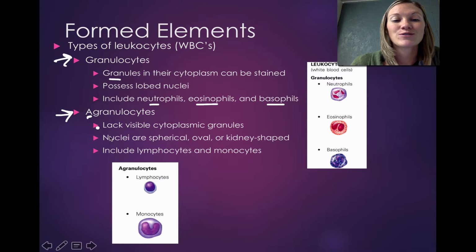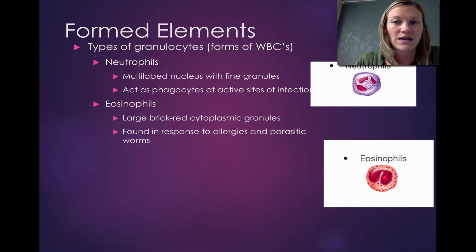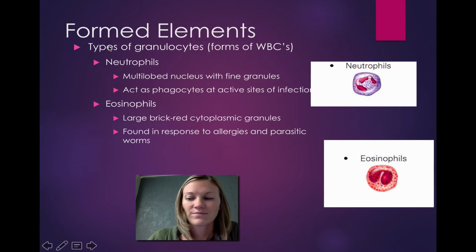Agranulocytes: A means without, so if you look at these ones, they do not have the little granules, so they do not have the cytoplasmic granules. Their nuclei are spherical or oval or kidney shaped, and they include the lymphocytes and the monocytes. And in the next slide we're going to talk in detail about each of them.